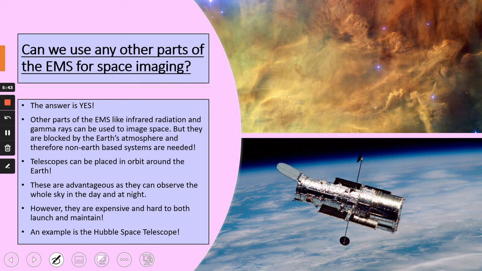These are advantageous as they can observe the whole sky in day and night. However, they are very expensive and hard to both launch and maintain. For example, if something went wrong with the telescope, space people would need to go out to solve this. So we need to send our scientists into space to be able to solve the problems with these telescopes. This is expensive and obviously hard to do. An example of a space telescope is the Hubble Space Telescope.